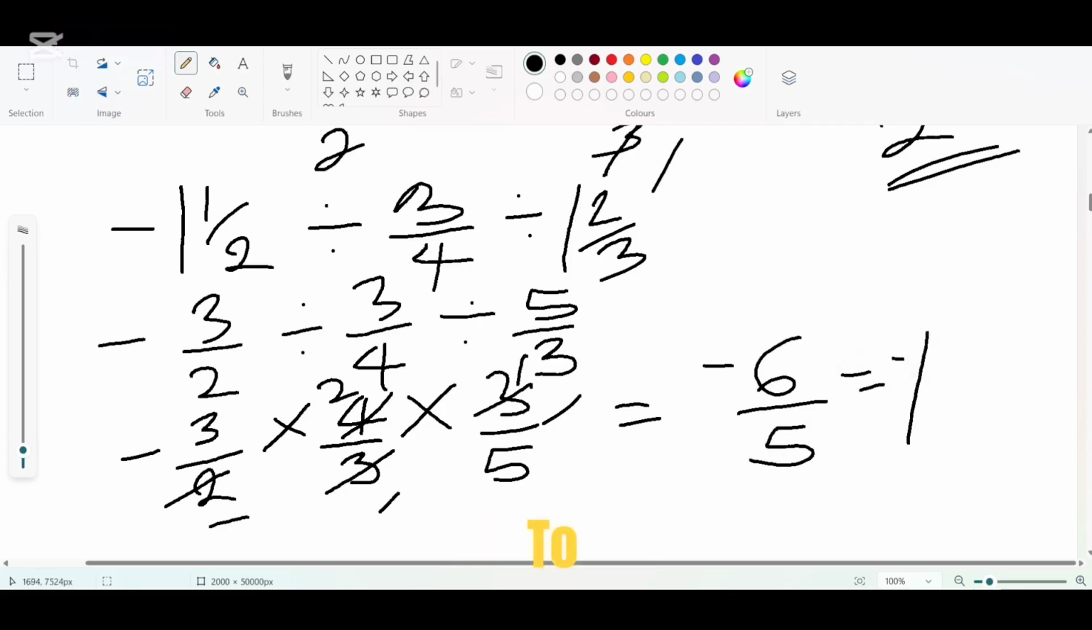Looking at this, we see that this is an improper fraction. We can convert it to a proper one. 5 into 6, that'll be 1, remainder 1, so 1 and 1 all over 5. So this is how we convert to mixed fraction. Are we good to go?